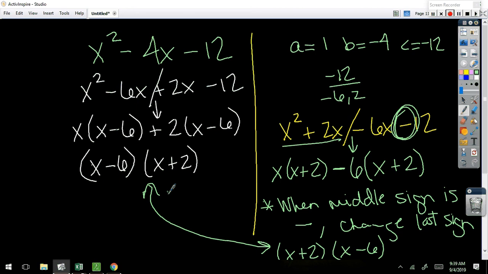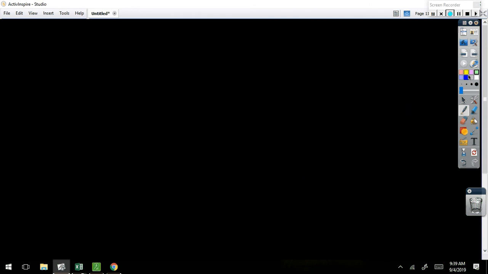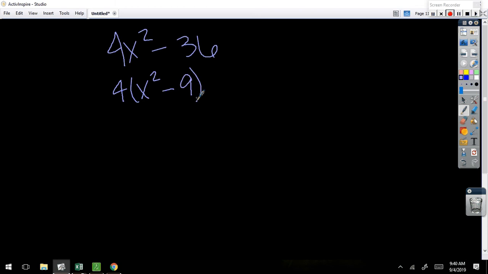All right, let's move on to number 3. Two more to go and I'll be done. All right, this one looks a little bit different. My first step is still GCF. Does it have one? Yes. What's the GCF here? 4. When I take that out, what is left? 9. Everybody with me? Why is this one different? It doesn't have a B, right?